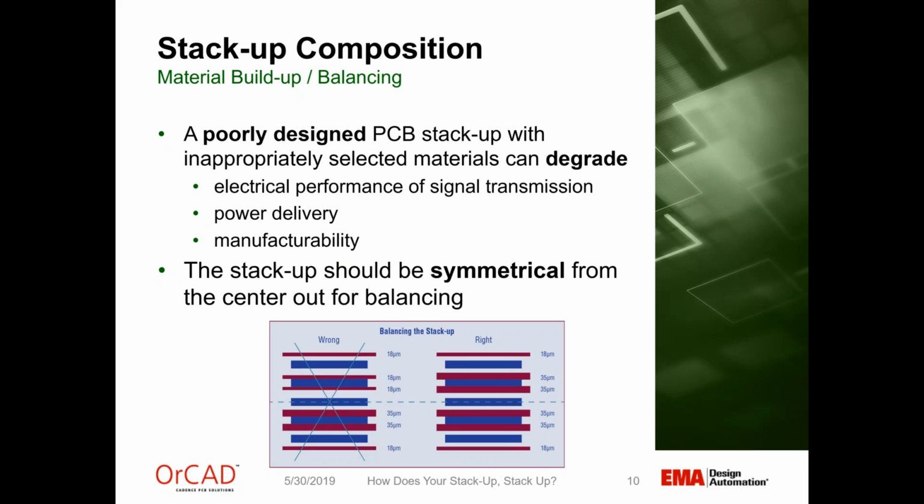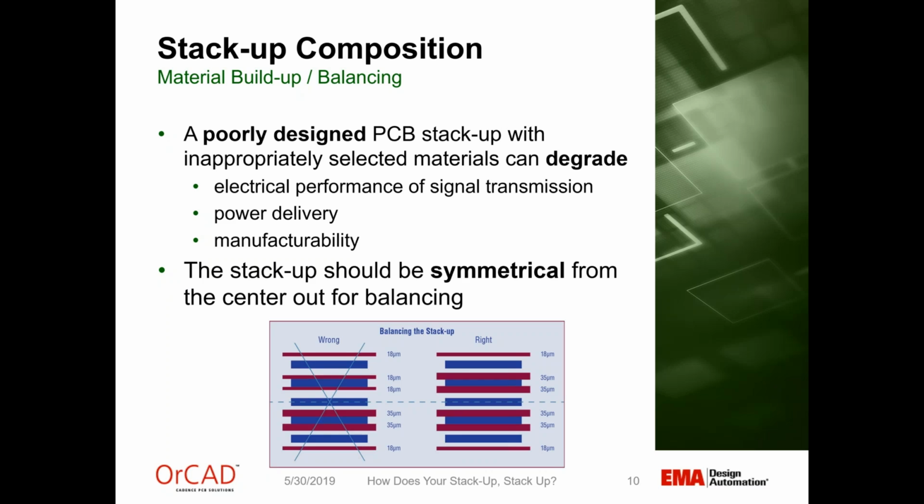The balancing. Balancing is another important thing, and part of manufacturability. You always want your boards to be balanced, meaning that from your center layer, looking outwards, down and up, you want everything to be a mirror image. You want it to be matched going out from that, and it needs to be symmetrical from the center out for balancing. The reason for that is because you want to avoid warpage. And we're going to see another slide on that in a little bit.